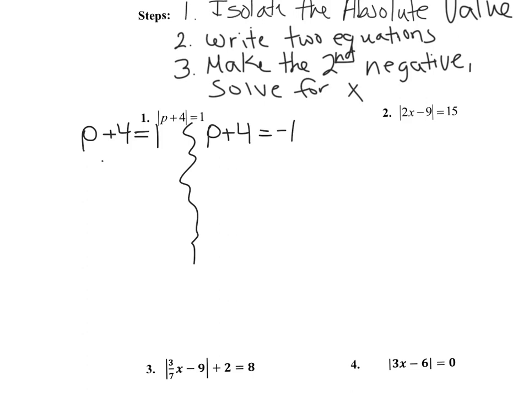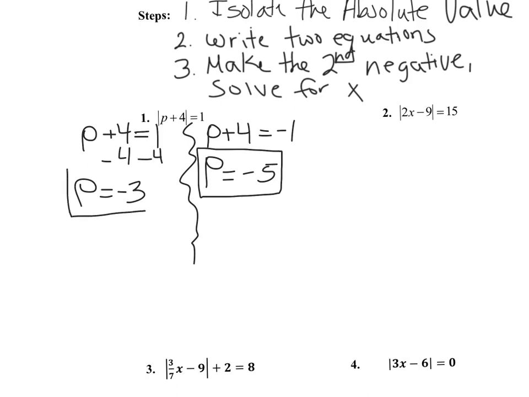So by solving for x over here, we subtract 4 on both sides, and we got p is equal to -3. And then we do the right-hand side, and we got p is equal to -5. Now, these right here are possible solutions, okay?